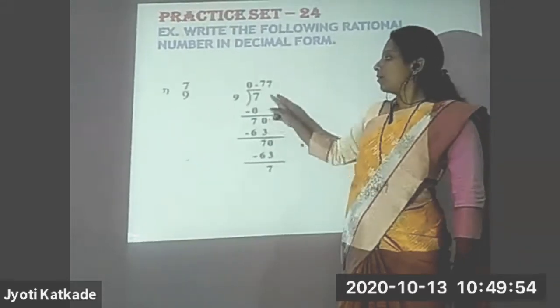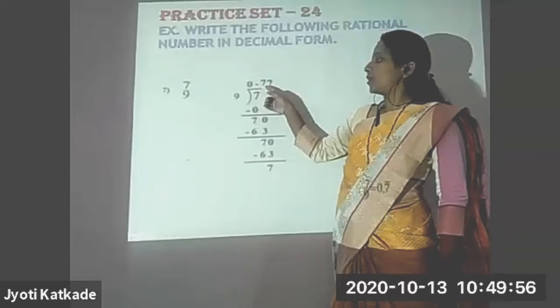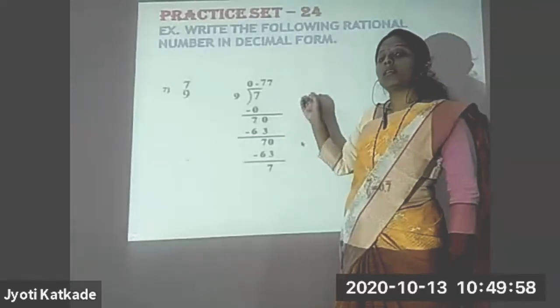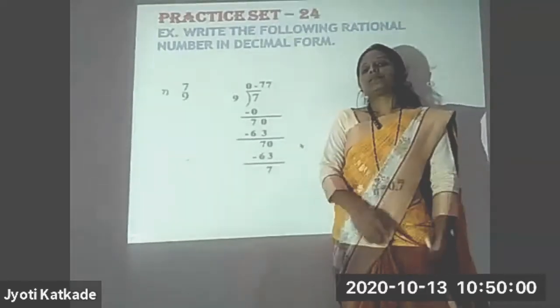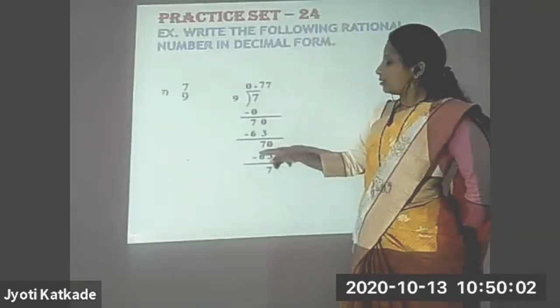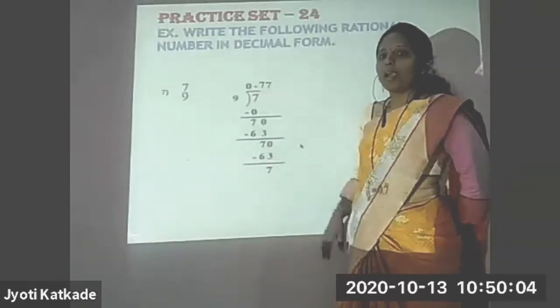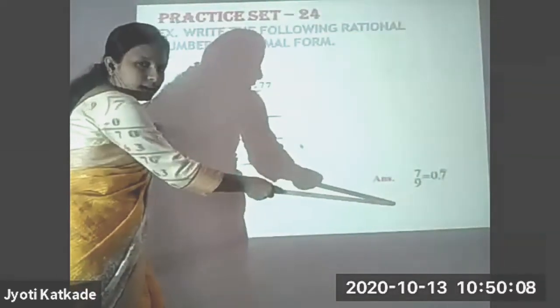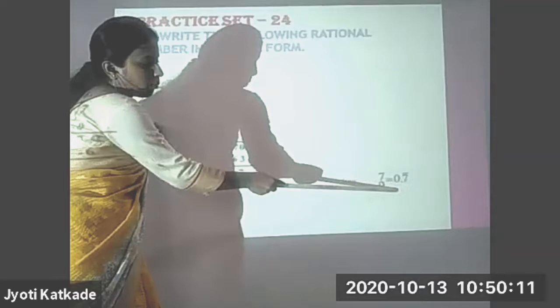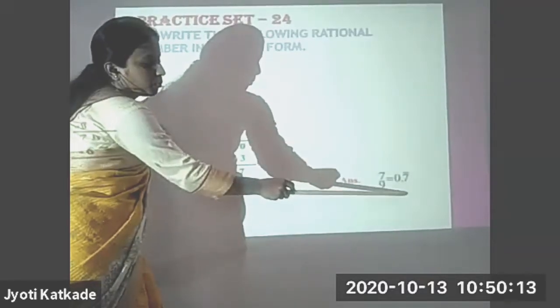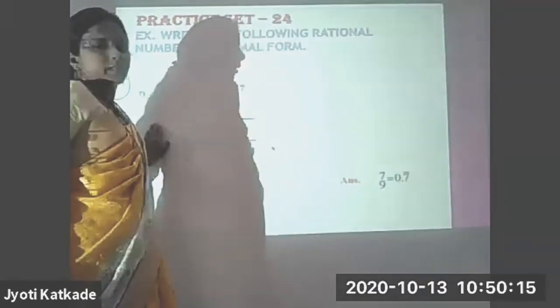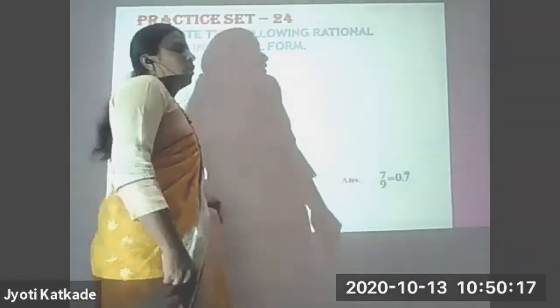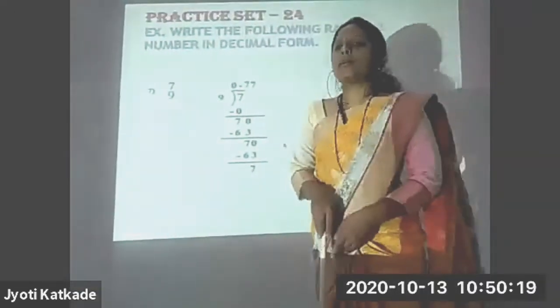Okay, means our quotient, that is 0.777, is repeating again and again. Okay, that's why this is the recurring form, and write it in this way. 7 divided by 9 is equal to 0.7 and put a point on the top of 7. Okay, all of you understand these types of example?